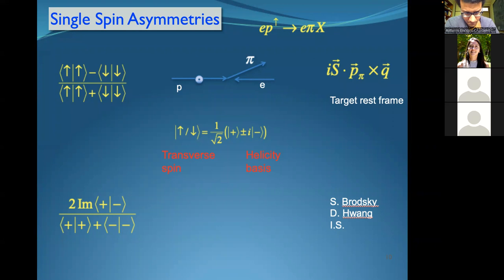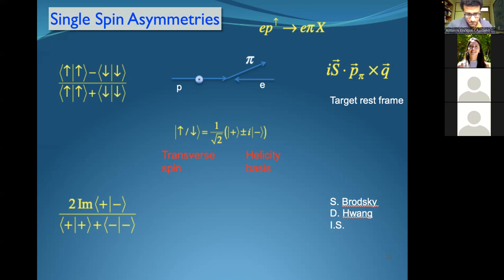And at that time, when we were writing the paper, there were experiments, but the idea was that QCD could not explain this. It was impossible for QCD to explain this. It was a problem with QCD. And we showed that that was not the case. So let me give you the main ideas of this.